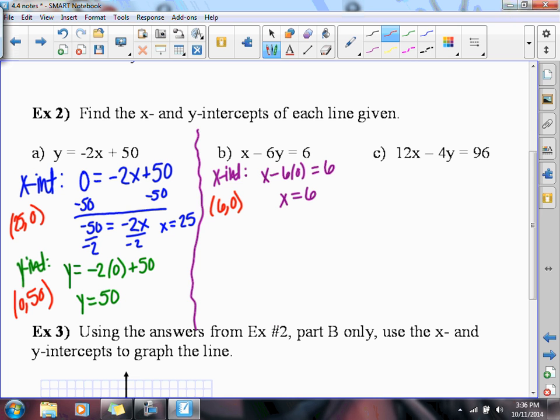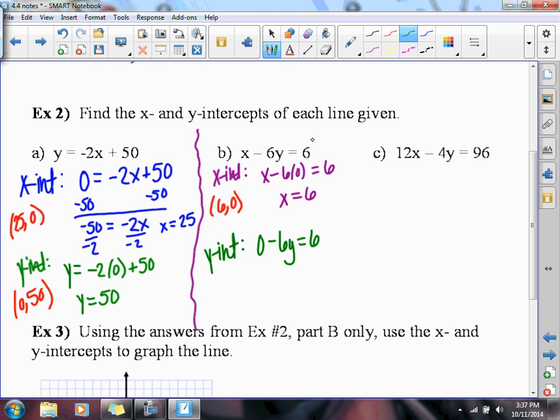And writing it as an ordered pair should help reinforce the concept of the y value has to be 0 because I put 0 in for y into the equation. And then for my y-intercept, I'm going to plug 0 in for x. So 0 minus 6y equals 6.